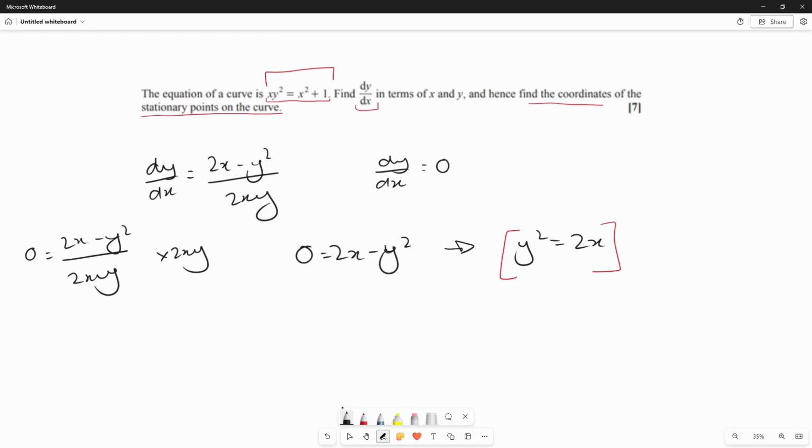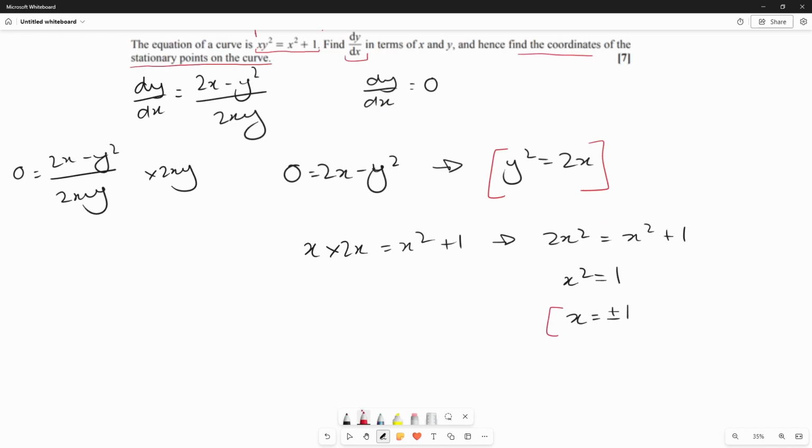When we substitute that, because y squared equals 2x, we just replace the y squared, and we'll get x times 2x equals x squared plus 1. That's going to be 2x squared equals x squared plus 1. We'll minus x squared and we'll get x squared equals 1. So that means x equals plus or minus 1, because we just square root 1.